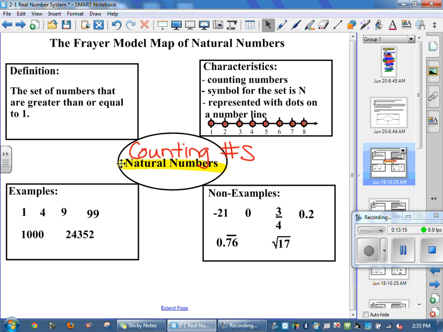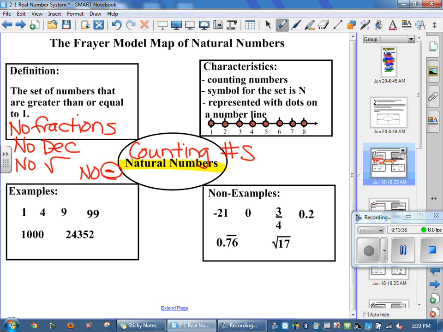No fractions, no decimals. No square roots. And we have no negative numbers. We have no negatives in there. And we also don't have 0. We also don't have 0 in that set. So an example is every type of number without fractions or decimals and square roots.